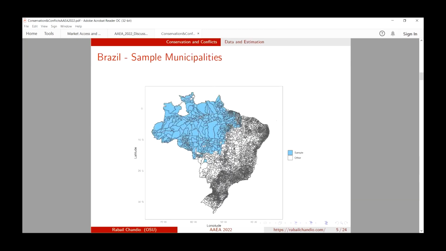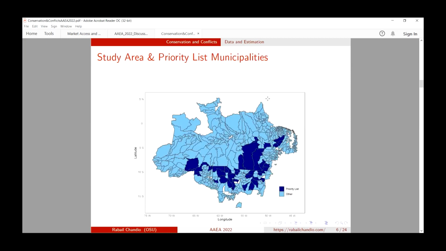This is the sample area that I have. This is all of Brazil. The blue area is the legal Amazon area. This includes 771 municipalities. We restrict our study to the 492 municipalities that had more than 10% forest cover. The dark blue ones are the treated municipalities. The light blue ones are the 441 control municipalities.